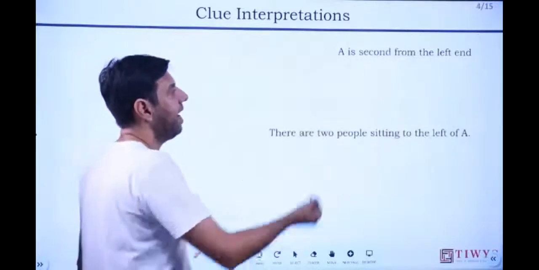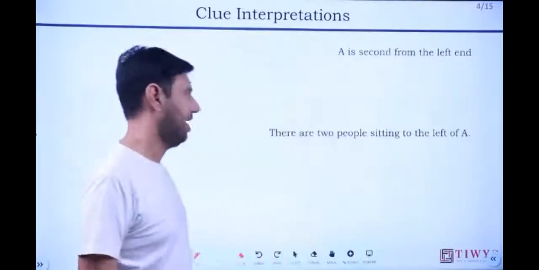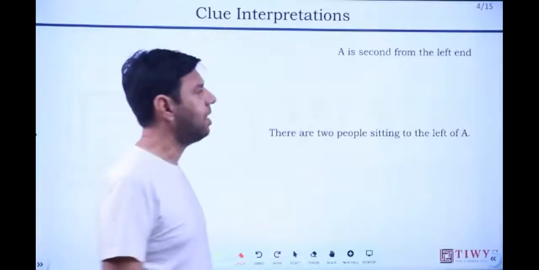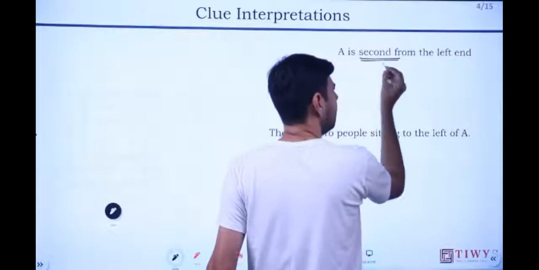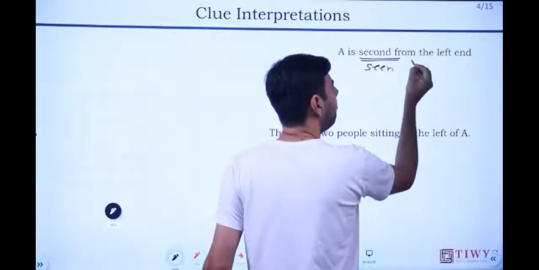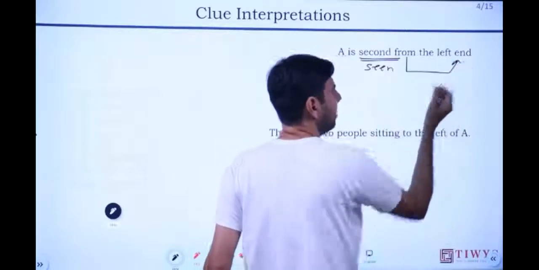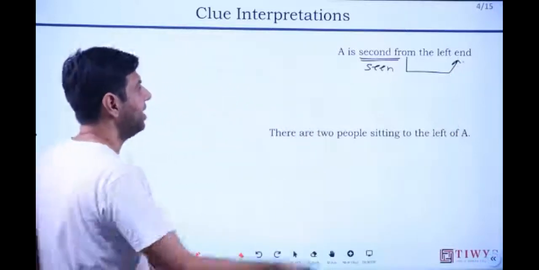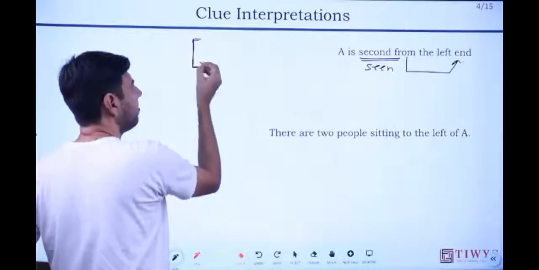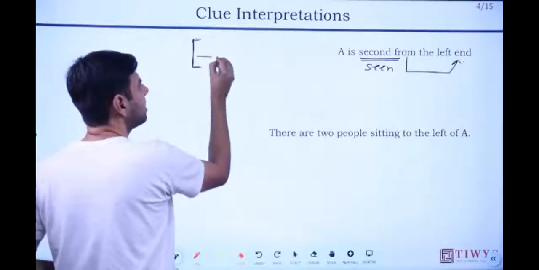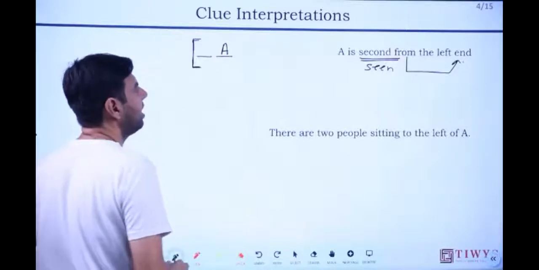Okay. A is second from the left end. So again, we have just seen this wording of second, but now from where? From the end. So instead of B, there's an end. Either I could have the left end. This is the left end. So the first place, the second place. A is second from the left end.